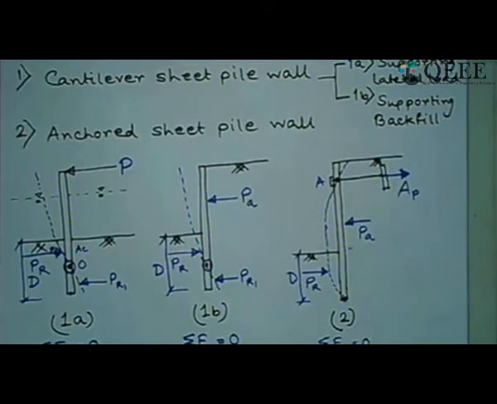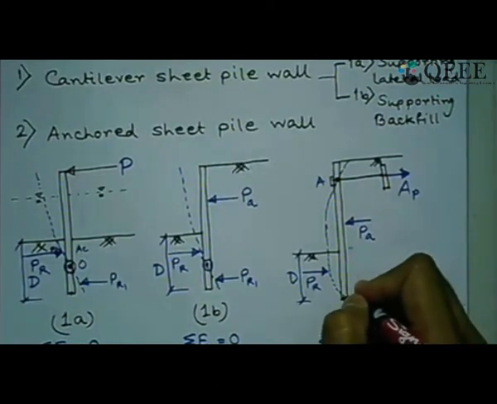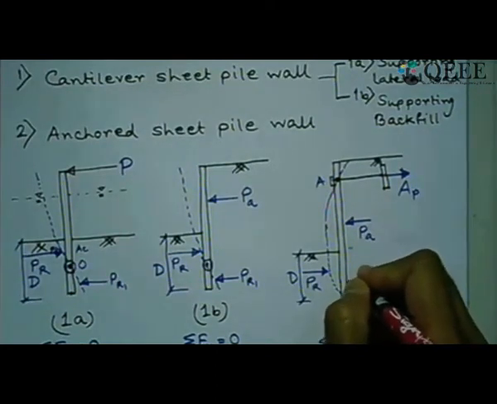But there can be another possibility of fixity of this anchored sheet pile wall, where the deflected shape will be something like this.